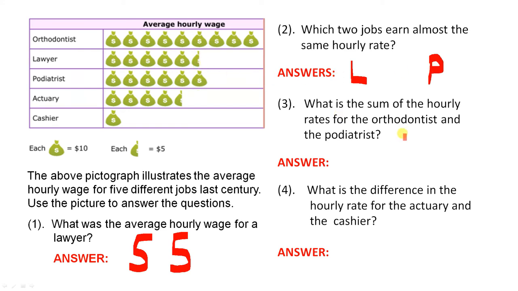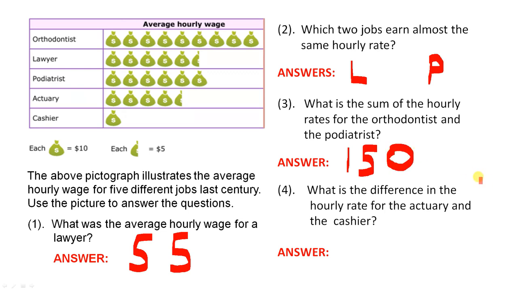What is the sum of the hourly rates for the orthodontist and the podiatrist? So what do they earn in total? That's what the sum means. Okay, let's count the icons. 1, 2, 3, 4, 5, 6, 7, 8, 9, 10, 11, 12, 13, 14, 15. So 15 bags. Each bag represents $10. So the total has to be $150.